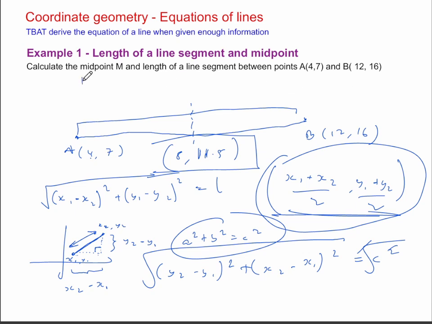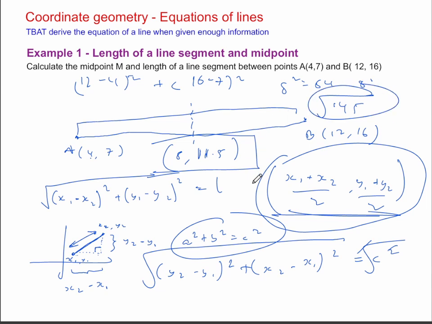So 12 minus 4 squared plus 16 minus 7 squared. So 12 minus 4 is just 8 squared, which is 64. 16 minus 7 is 9 squared, which is 81. And 64 plus 81 is going to be 145. And so your answer is going to be the square root of 145. That's going to be your length.